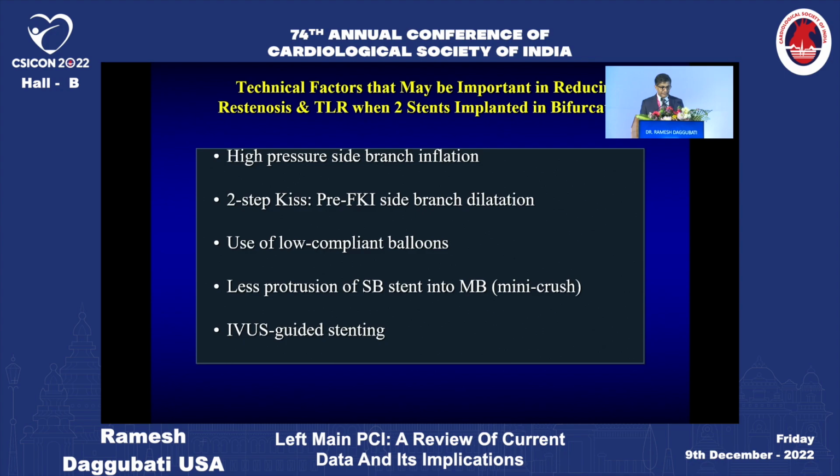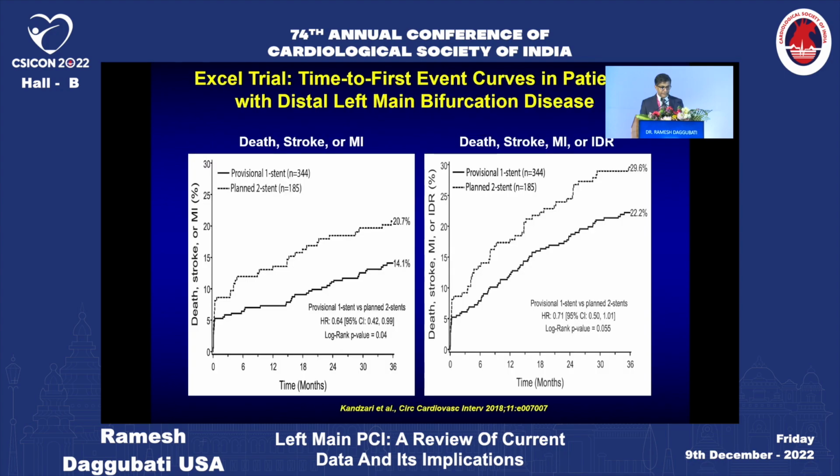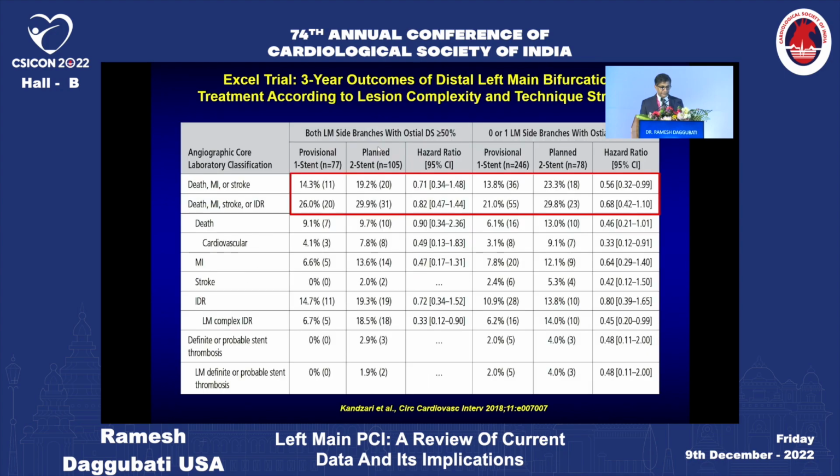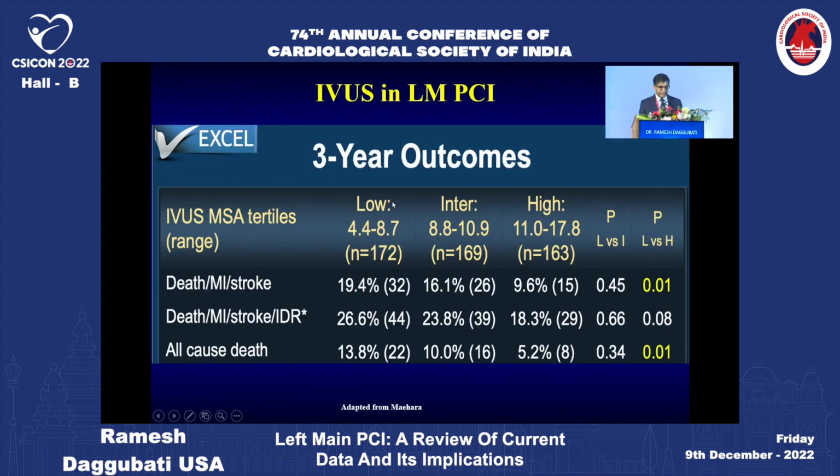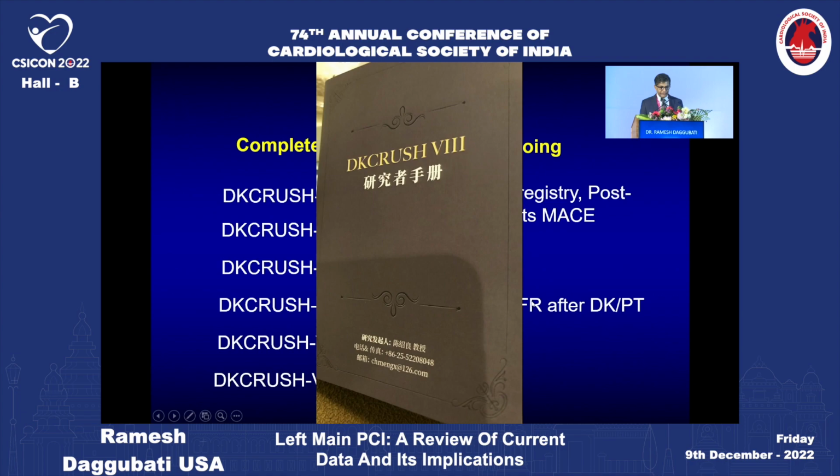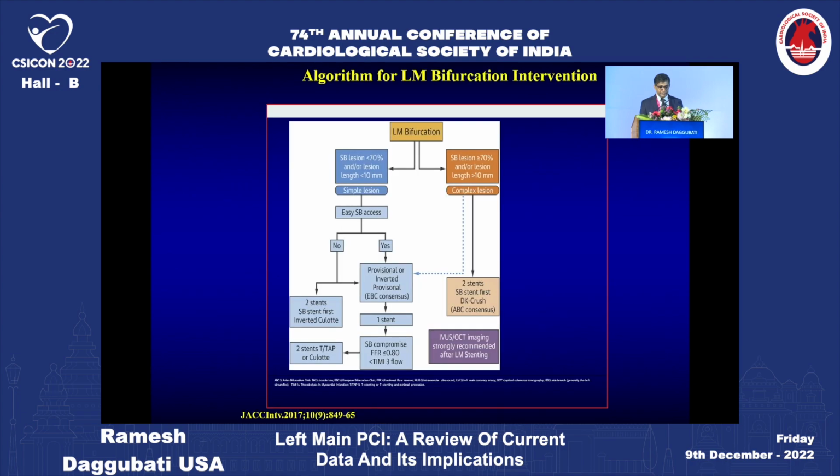Whatever is said and done, here is how we divide the patients in EXCEL: provisional versus planned 2 stents. Planned 2 stents had higher event rates in EXCEL as well. But using IVUS is very important at 3-year outcomes, and achieving an IVUS minimal stent area of more than 12, which is the higher tertile, has been shown to have lower death, MI, and stroke rates. So DK Crush VIII, which is a dedicated left main IVUS-guided stenting study, is awaited.